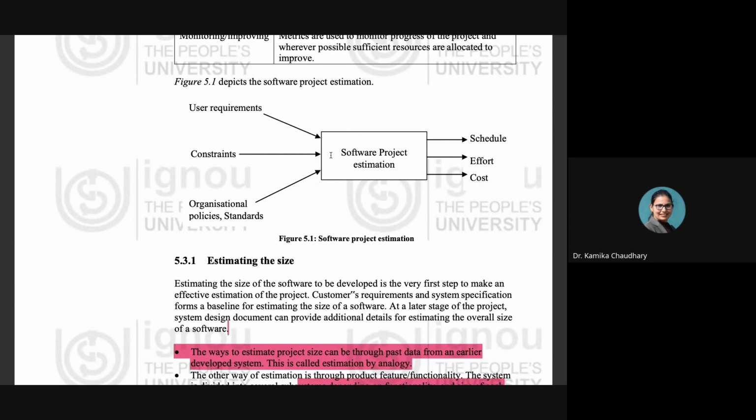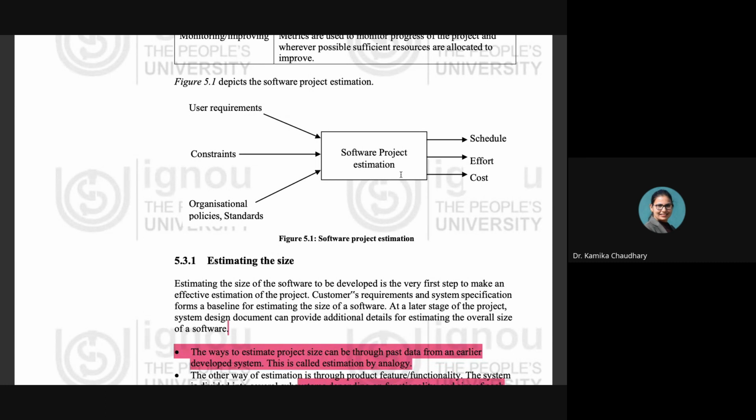What all do we need for making the estimation? We are in need of the user requirements, what are all the constraints, what are all the things that cannot be done, and what are all the policies of the organization, what are all the standards, what are all the benchmarks which exist in the organization which is developing the software. So by including all these factors, what will be the output? The output will be an estimation of the project schedule, how much effort is required, and how much cost will be required for the development of the project.